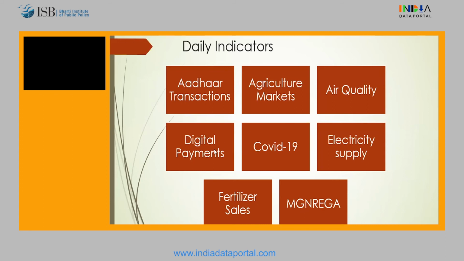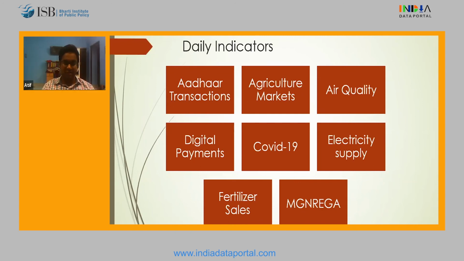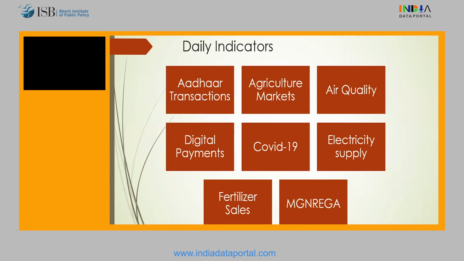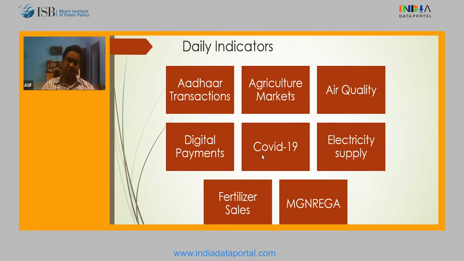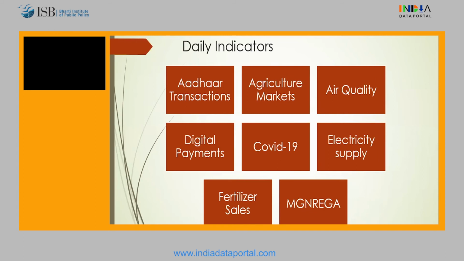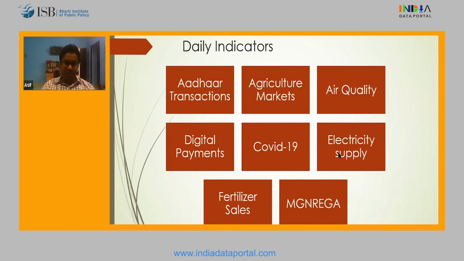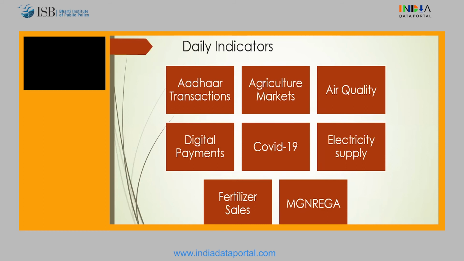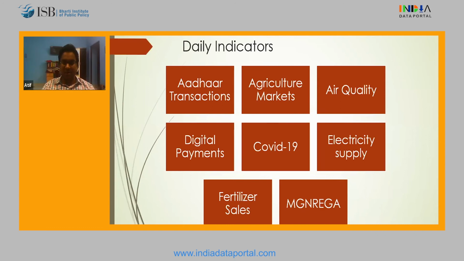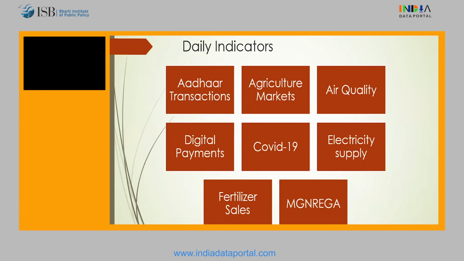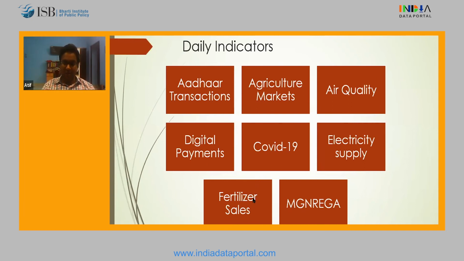For digital payment data, we have the number of transactions that occur through different options of digital payments, that is RTGS, NEFT, UPI, NACH, etc. And of course, we have the COVID data, that is the total new cases that are coming up every day, the deaths, and the number of people that have recovered. We also have data for electricity supply, which consists of the peak hour supply and the actual energy supply to meet the electricity demand during the peak period. We have fertilizer sales data, the quantity sold, and the number of transactions that are happening. And we have MGNREGA data, which contains data on the work demanded, work provided, and the total daily expenditure under the scheme.